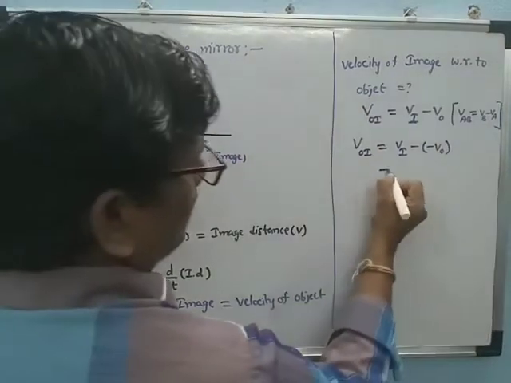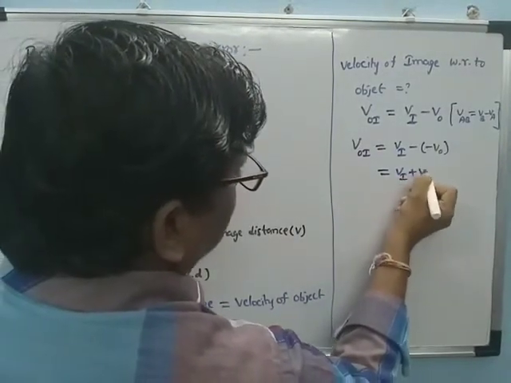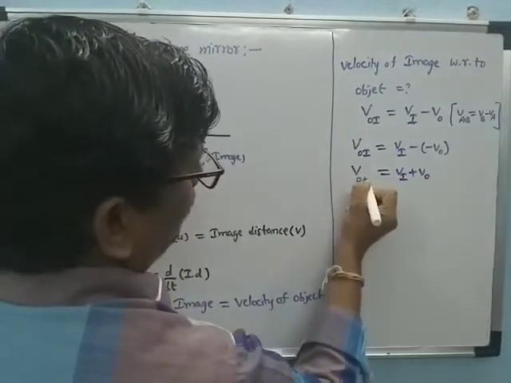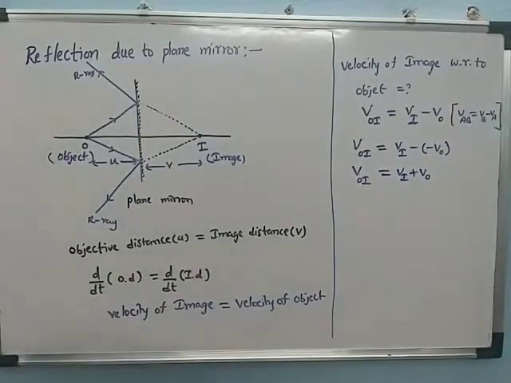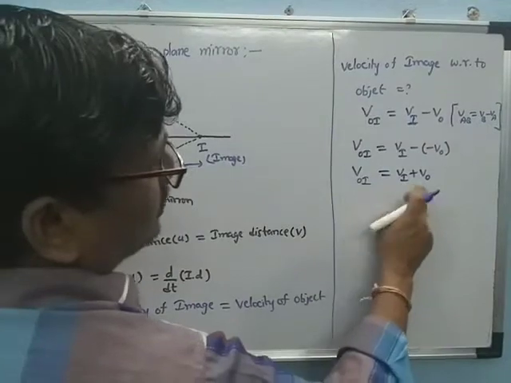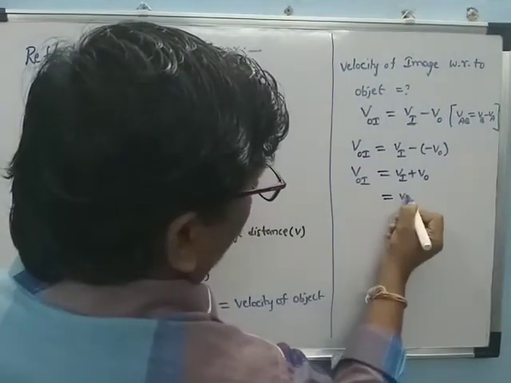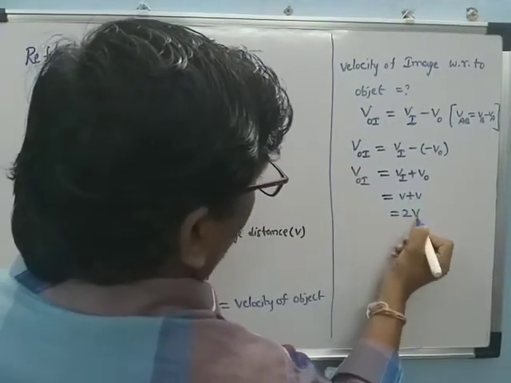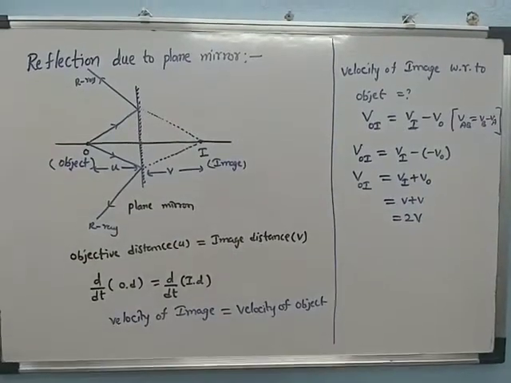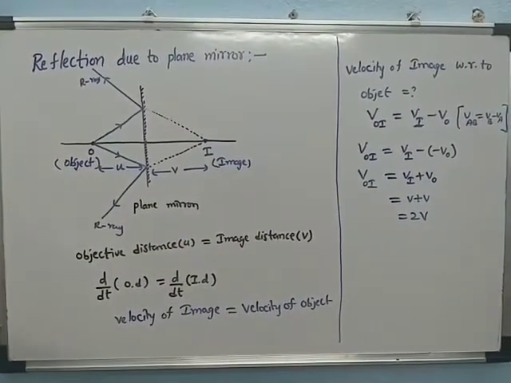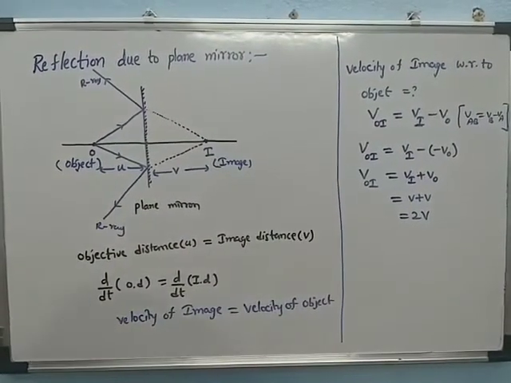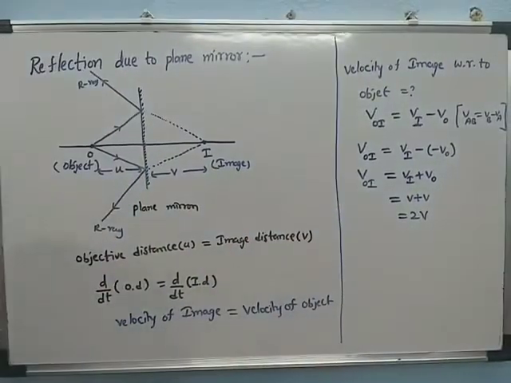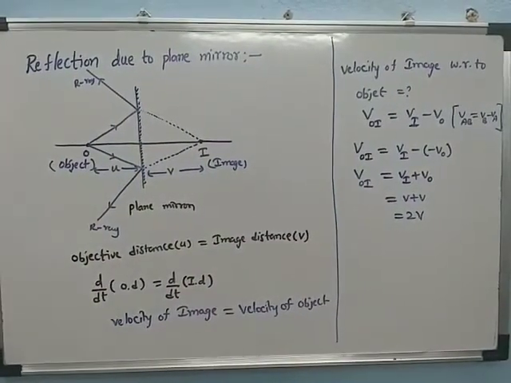So we can write Vi plus Vo is equal to the velocity of object with respect to image. Now both velocities are the same, that is V plus V, which is equal to 2V. So the relative velocity of image with respect to object is 2V.